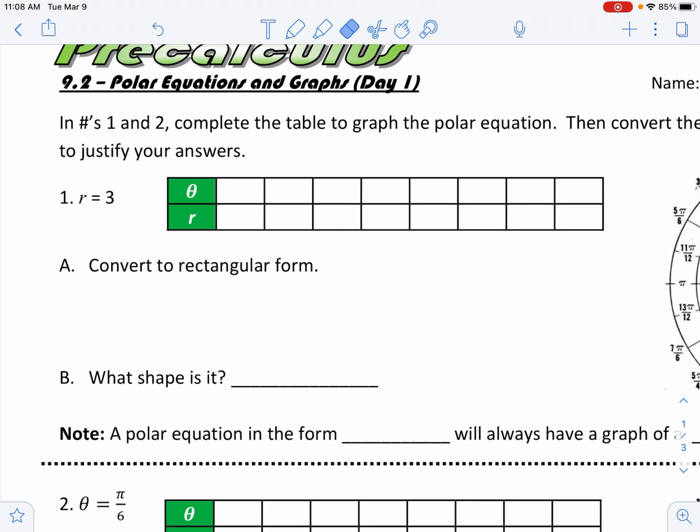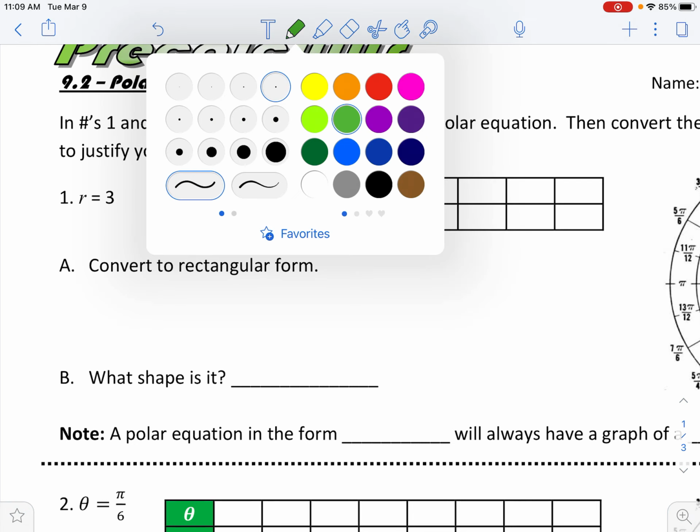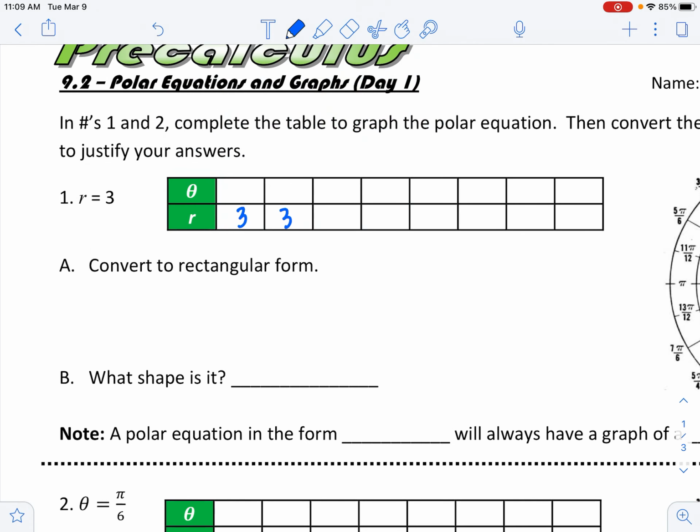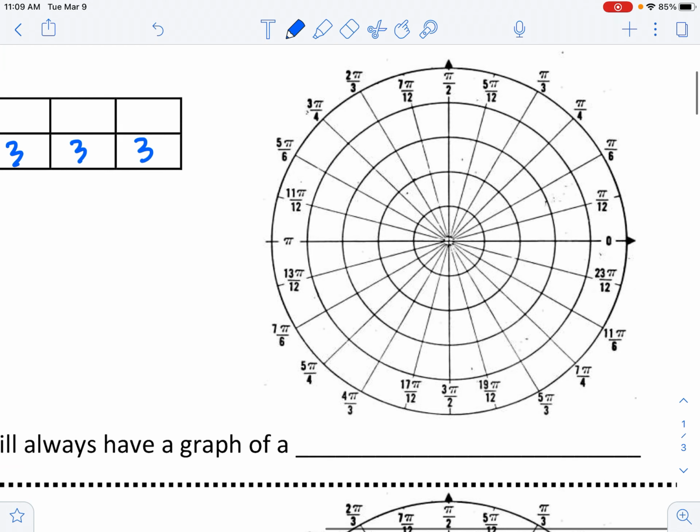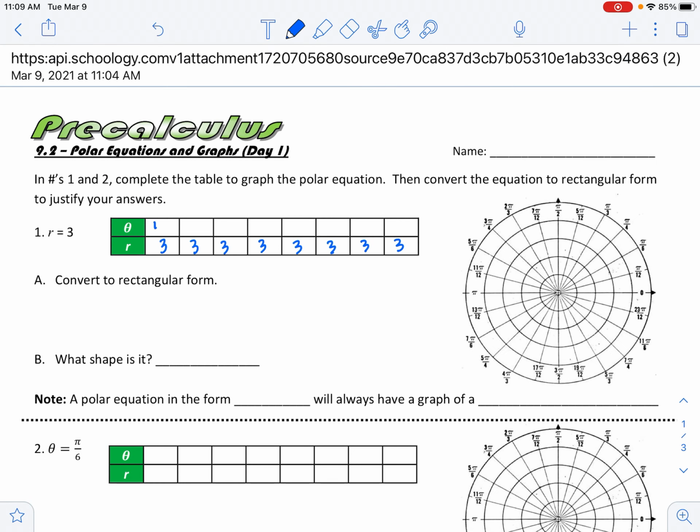All right, so the equation is r equals 3. So I have a table for theta and r, and notice that r is 3. So no matter what, r is 3. I'm going to have 3 for r, no matter what theta value I plug in, okay? What theta values can I plug in? Anything from this graph paper. So I can plug in pi over 6, and pi over 4, and pi over 3, and pi over 2, and so on and so forth. I'm going to get 3 no matter what.